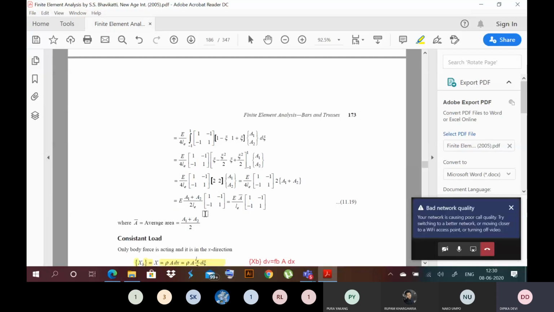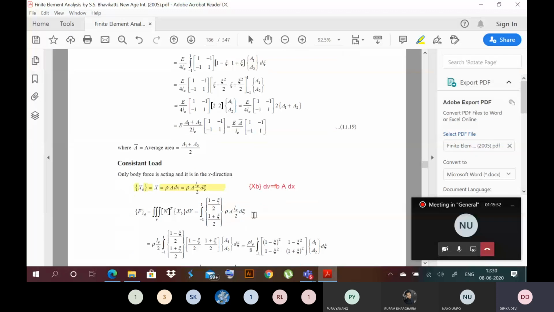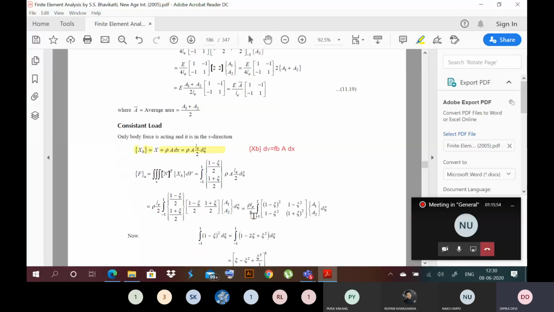Next is the consistent load due to body force. Here the cross section is not constant, so in the derivation of the body force term, you cannot take area out. So now the values will be slightly different. This is a general expression for consistent body force. In this expression, we have to write dV as A into dx, but you cannot take A out of the integration because A is a function of xi, and dx will be equal to LE by 2 d xi.